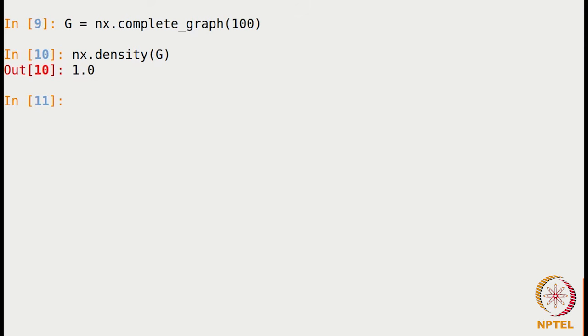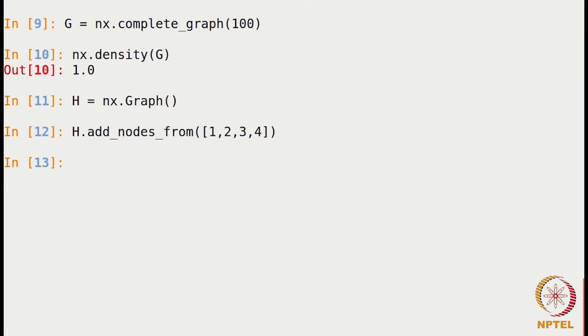Let me now create another graph. Let me keep it empty, nx dot graph. So I haven't added any edges into it. Let me add a few nodes here. So I'm going to pass a list. So I'm passing only 4 nodes. Let's check the density value of this network. So since we have not added any edge, obviously the density value was going to be 0.